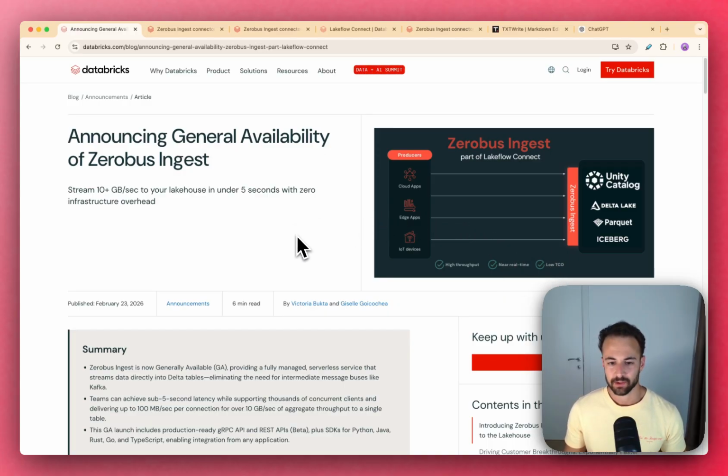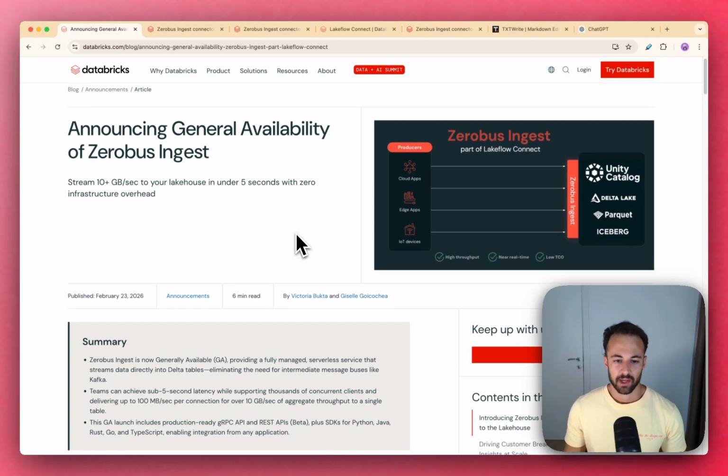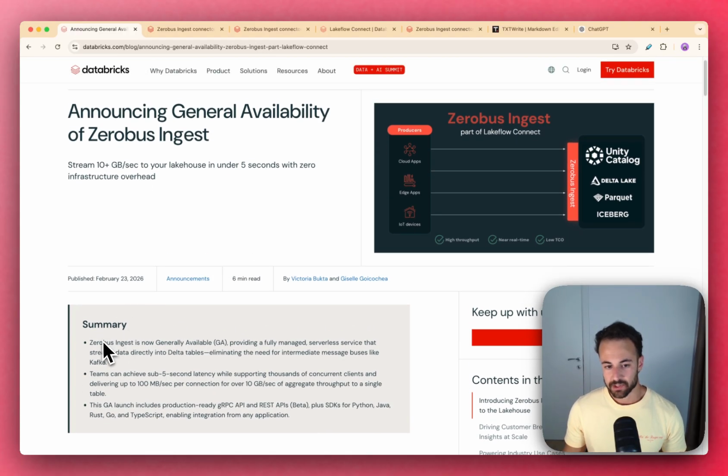So let's get into the announcement. We're gonna read through the marketing hype here, look at the documentation and stuff, and basically see what sort of thing they announced. So the summary we have here is Zerobus Ingest is now generally available, provides a fully managed serverless offering. That's a good thing to point out. So I assume it to be something like a URL which you just produce data to, that streams data directly into Delta tables, eliminating the need for intermediate message buses like Kafka. Now that's quite the claim, eliminating the need for it. But from what I understand from this sentence, it's just like an API where you write into Delta tables.